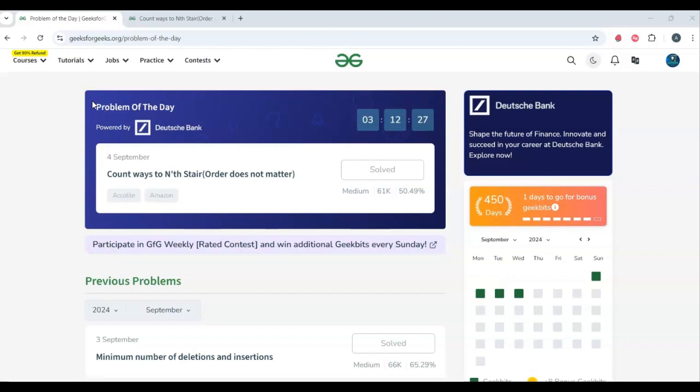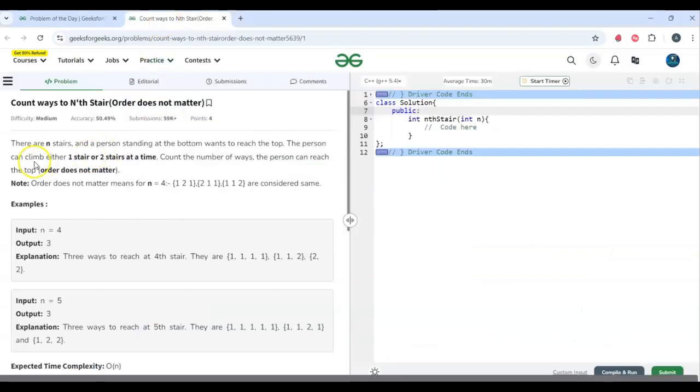Today is day 20 of solving the GeeksforGeeks problem of the day. Today's question is count ways to nth stair. The question says there are n stairs and a person standing at the bottom wants to reach the top. The person can climb either one stair or two stairs at a time. Count the number of ways the person can reach the top.